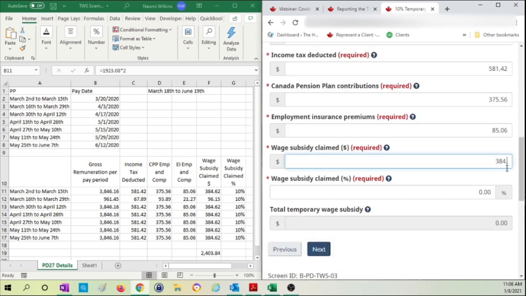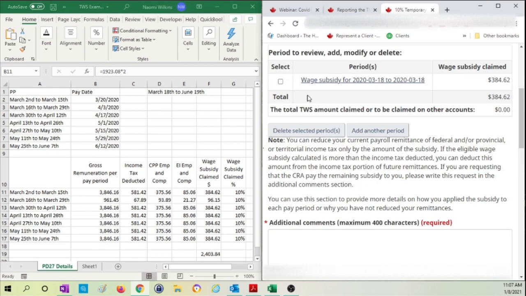And 384, 62, and 10%, like that. And then all you do is you hit next, and it takes you to the next screen, which will show you you've added one row. And so you've claimed 38462 in total. And I'm going to keep adding all of these until it adds up to the 2403, and I know I haven't made a mistake.